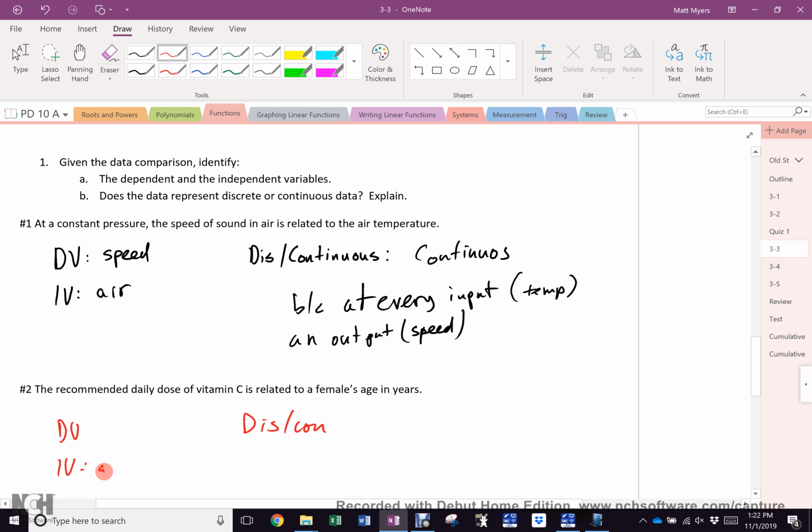Independent is age, and dependent is dosage. Who agrees with Harry?